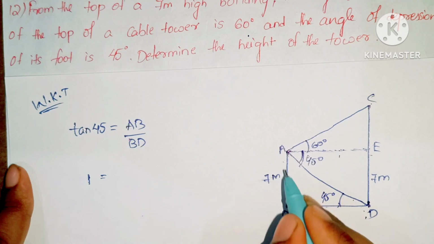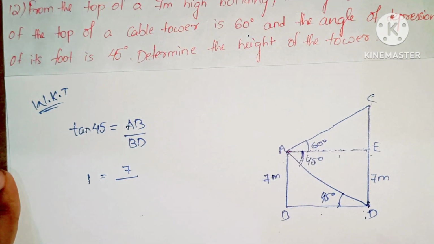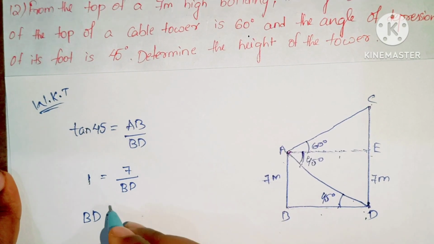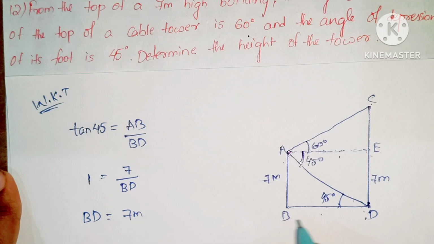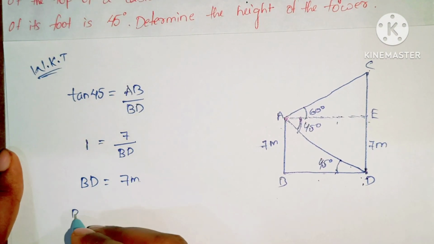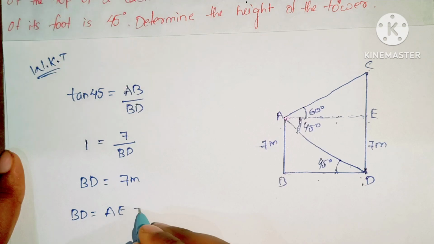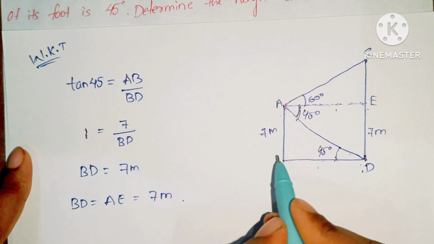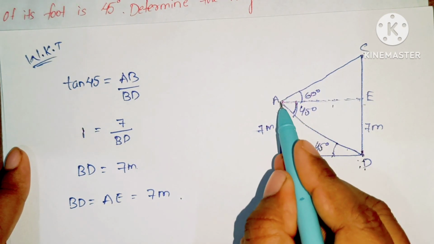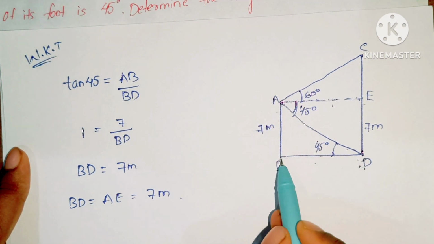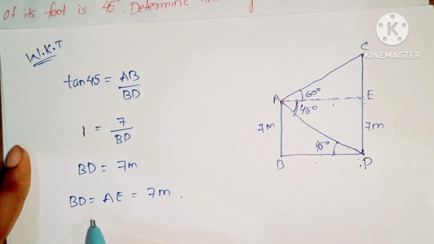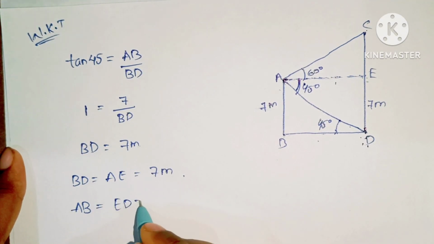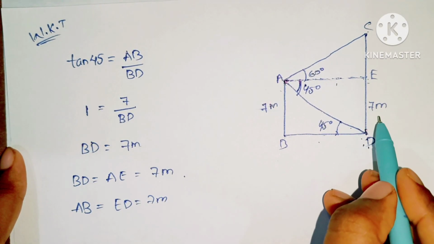Tan 45 value is 1. AB value is 7, by BD, which we don't know. Transpose this BD to this side, and what you will get? BD equals 7 meters. And we know that BD equals AE equals 7 meters. And AB equals ED. See here, the line I drew, from here to here is how many meters? 7 meters, so ED is also 7 meters. That means AB equals ED equals 7 meters. So half of the tower you got.